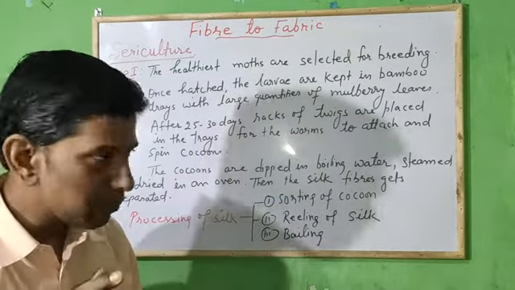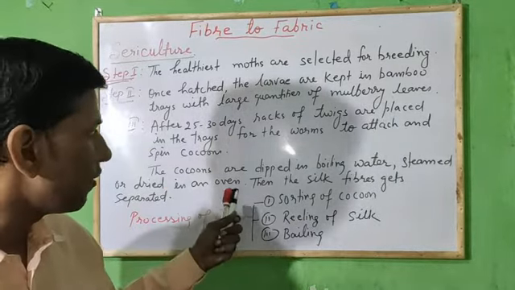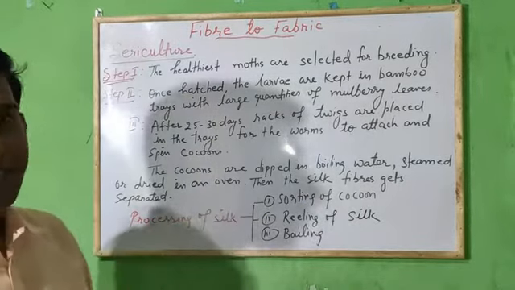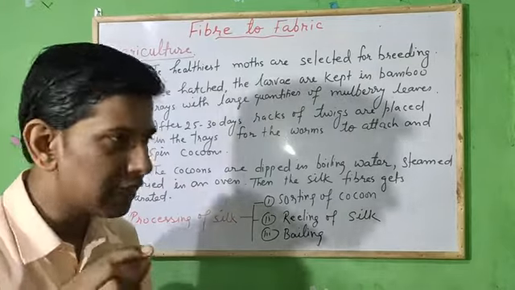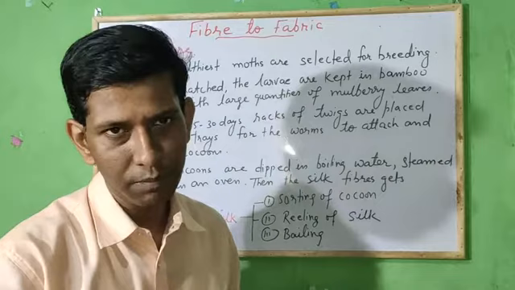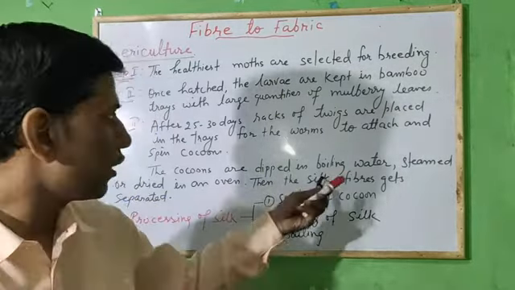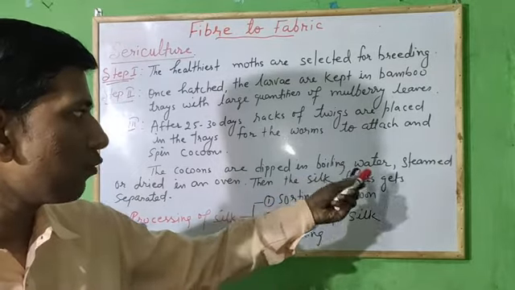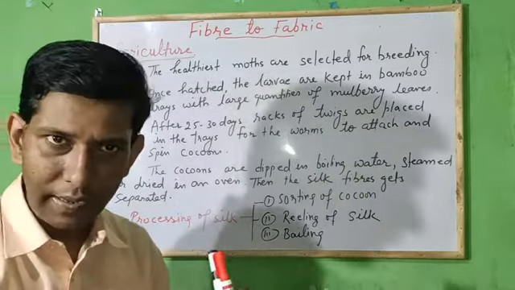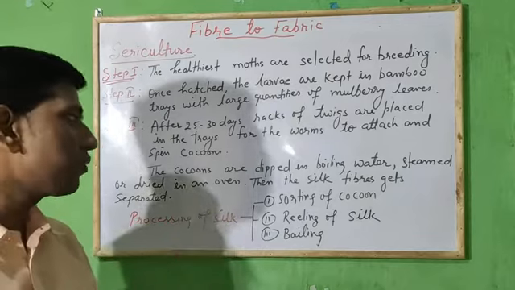Do you know why we are keeping them in boiling water? Actually, when we keep them in boiling water, steam and dry them in an oven, then the silk fiber gets separated. Already I have explained that the fibroin fiber is very hard when exposed to air. So to make it soft, we are dipping it in boiling water, steam and oven, and then the silk fiber gets separated. Clear? So after this process, we do the processing of silk.